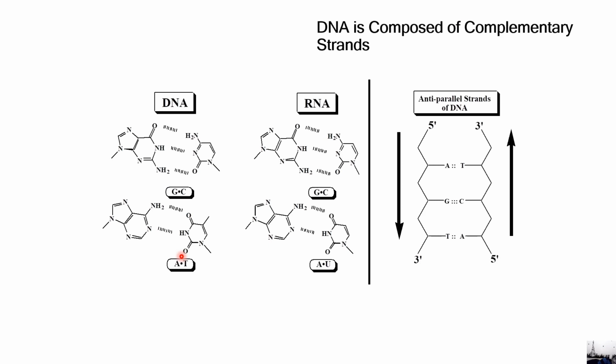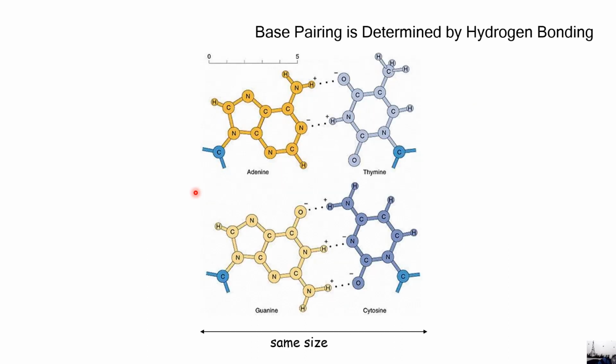So DNA is composed of complementary strands. We have discussed so much about that, and we know how G and C have triple hydrogen bonds between them, whereas A and T have double hydrogen bonds between them, and the complementary strands of DNA are antiparallel to each other. Correct. So base pairing is determined by hydrogen bonding. As I said, for adenine and thymine there are two hydrogen bonds, whereas for guanine and cytosine there are three hydrogen bonds.